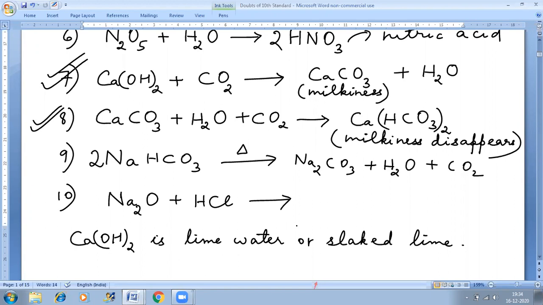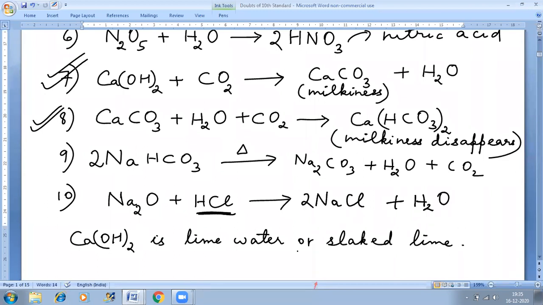Last reaction, Na2O plus HCl. Now, HCl is an acid. HCl is called hydrochloric acid. Sodium oxide is a basic oxide. How do I know it's a basic oxide? Because sodium is a metal. Most of the oxides of metals are basic in nature. So if a basic oxide reacts with an acid, we get salt and water. So this is a neutralization reaction. The salt will be NaCl and water is H2O.